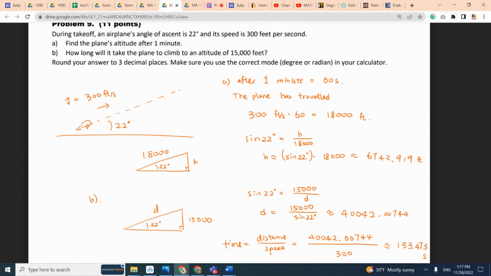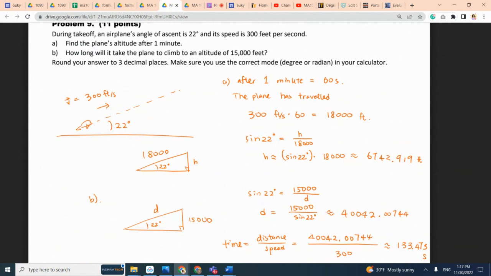And then you want to find the altitude. So the 18,000 feet is the hypotenuse. You want to find the opposite. Opposite and hypotenuse, we use sine 22 degrees. So that's why h is 18,000 times sine 22 degrees, which is 6,742 feet. And this is part A.